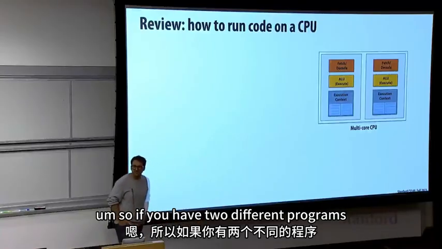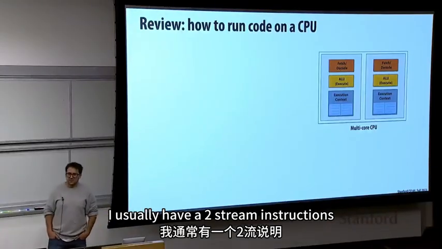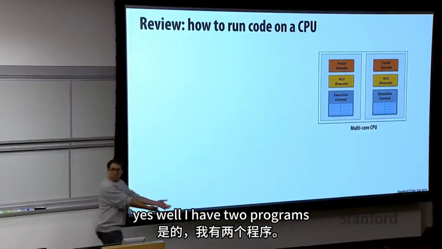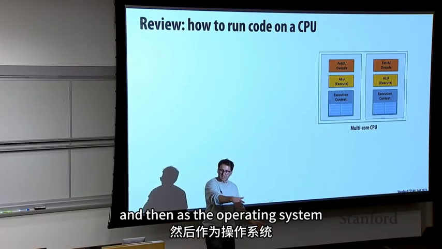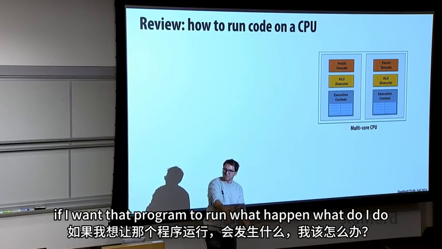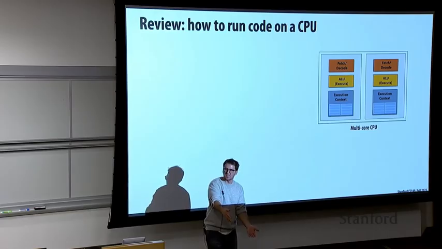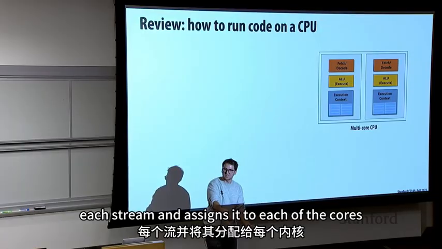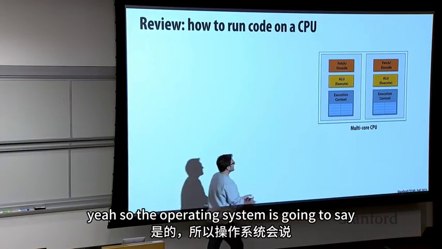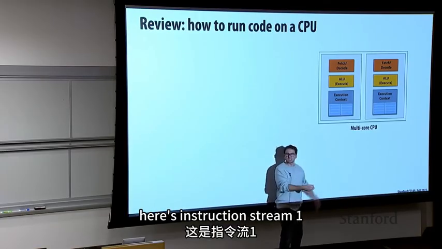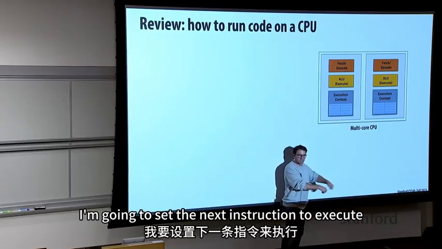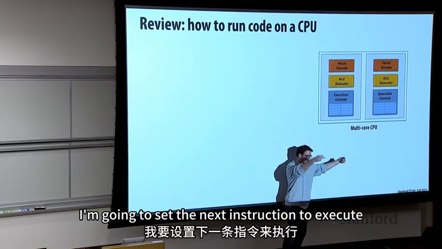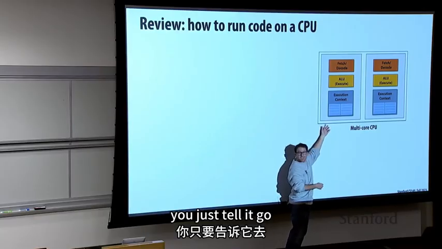So if you have 2 different programs, you ideally have 2 instruction streams. Yeah, so I have 2 programs. I compile my program. And then as the operating system, if I want that program to run, what do I do? Kind of parse each stream and assign it to each of the cores. Yeah, so the operating system is going to say, here's instruction stream 1. Hey, core, let me initialize the value of your registers. I'm going to set the next instruction to execute to the top of that program. You just tell it go.